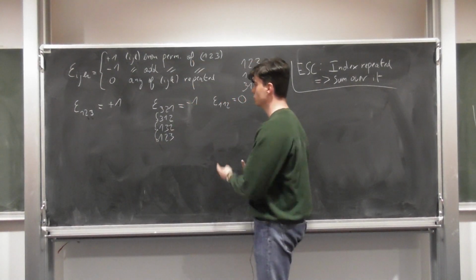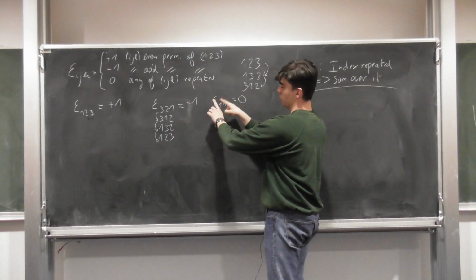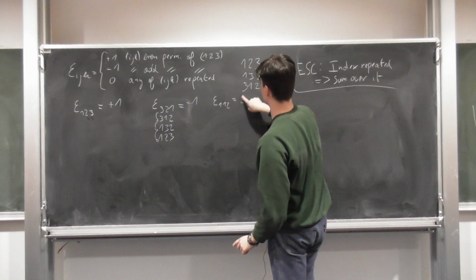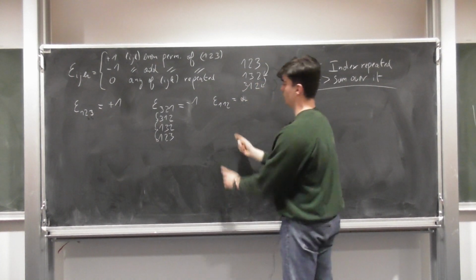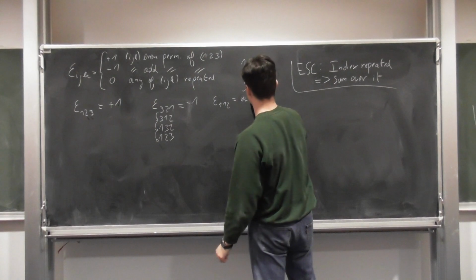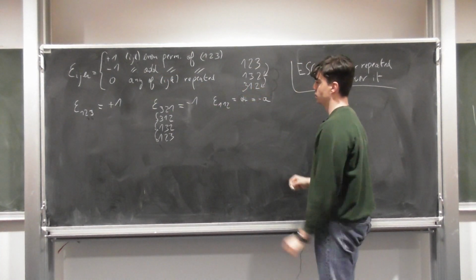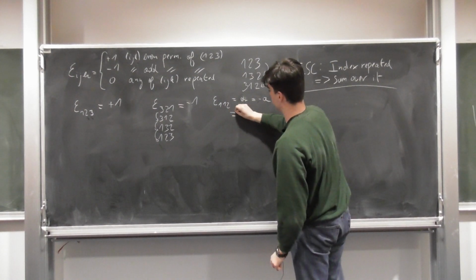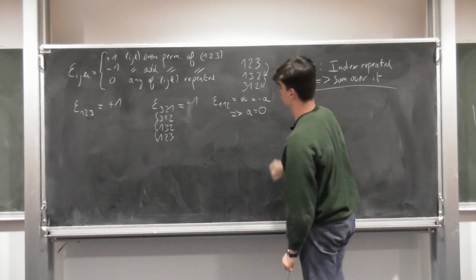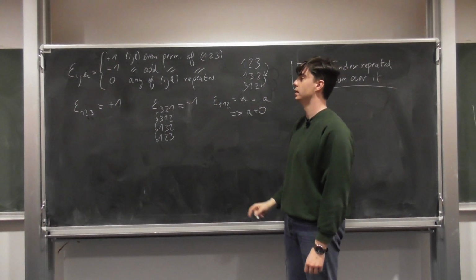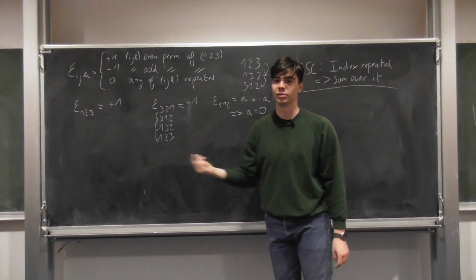But if that was true, and this was not equal to 0, let's say it was just equal to some number a, and we switched 1 and 1, we would get minus a by the definition of this. But if a is equal to minus a, that tells us a is equal to 0. So that's why it has to be 0 for repeated indices for it to be anti-symmetric.